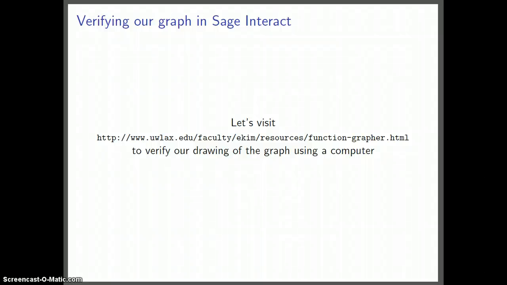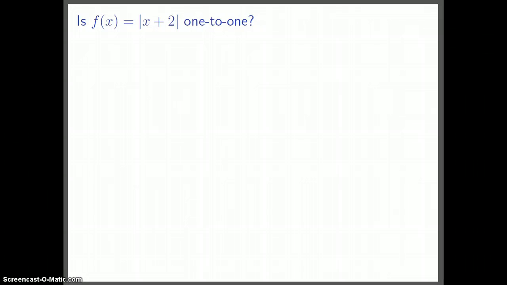Okay, there we go. We're done with the interact. Welcome back. Now we're going to look at that function again and answer the question, is f of x equal to absolute value of x plus 2, one-to-one or not?